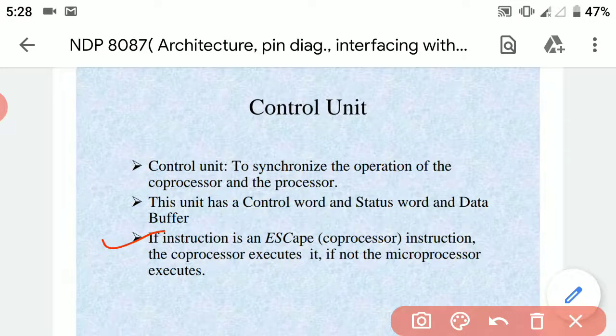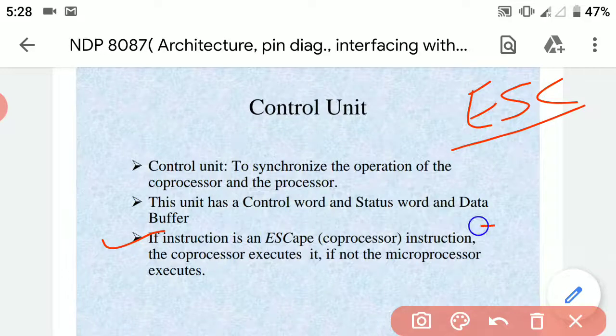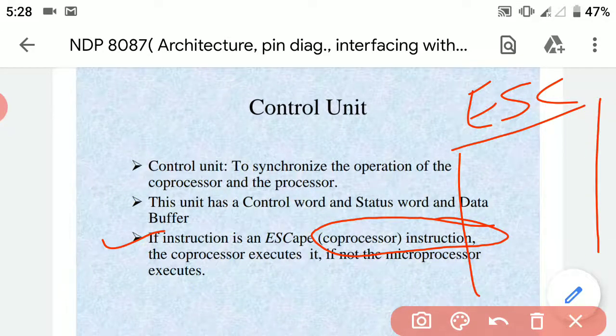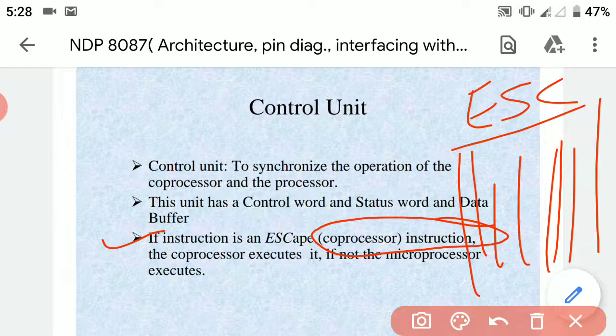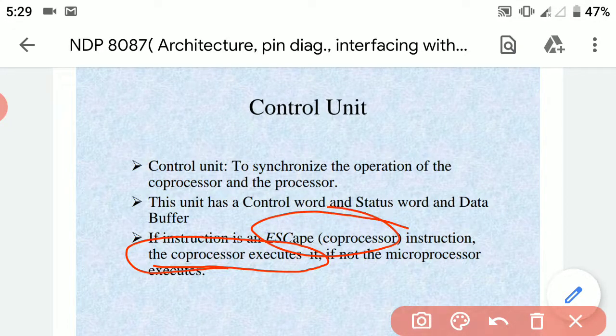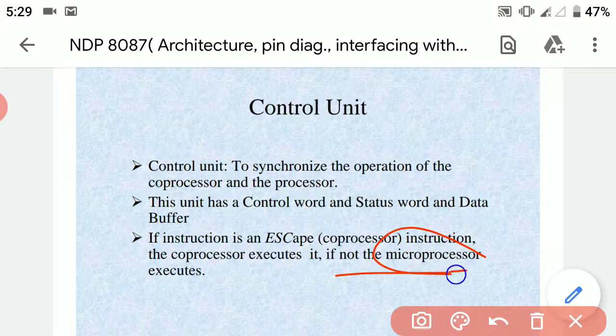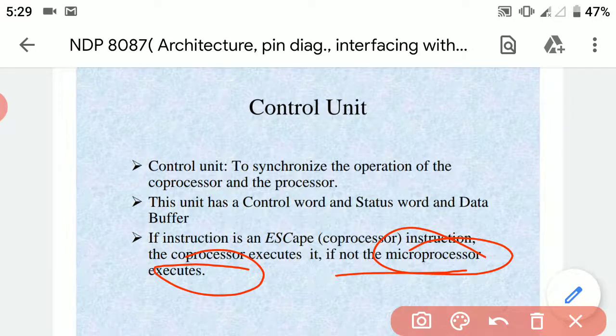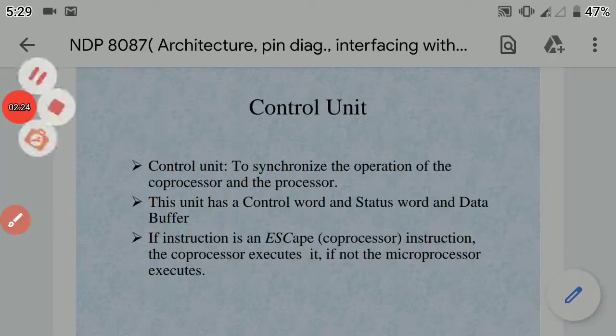Now if the instruction is an escape, that we have just discussed, the ESC instruction, that is a coprocessor instruction. That means the instructions will be the coprocessor's instructions, and the coprocessor will execute them if the instruction is escape. If it is not, then the main processor will execute those instructions.